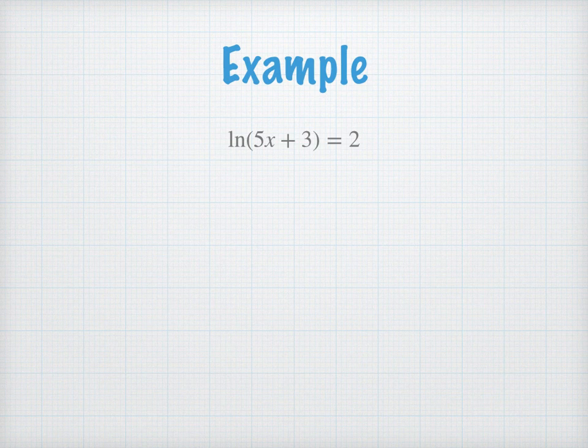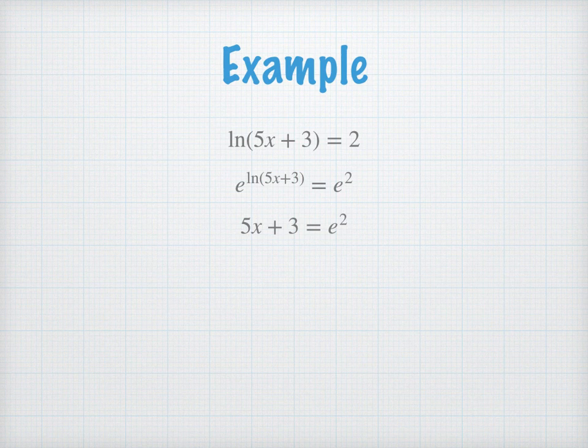Now there's just one term on each side of the equal sign. Since we have a natural log, let's use e, since that'll get rid of our log there. So our left-hand side will become 5x plus 3, and our right-hand side will become e squared. Now, e squared is just a number, so we can leave it hanging out like that. We are going to try to solve for x now.